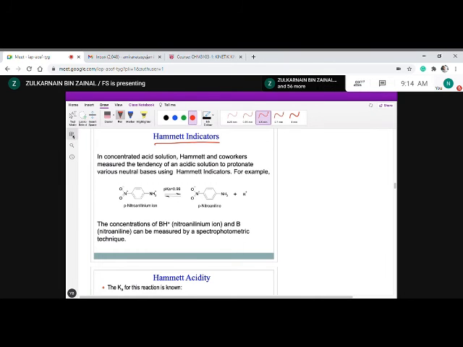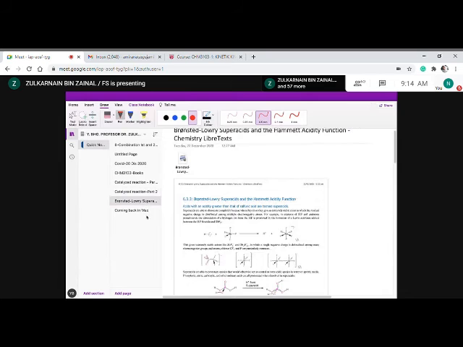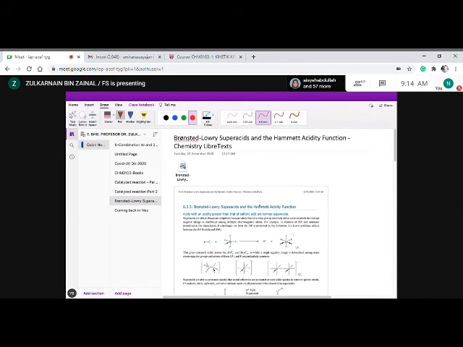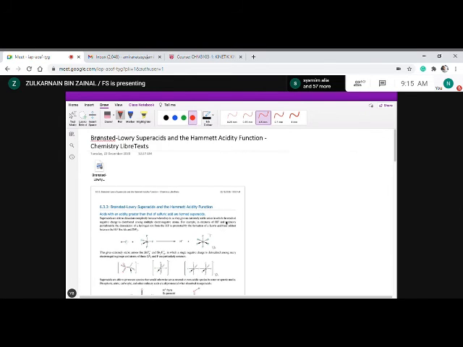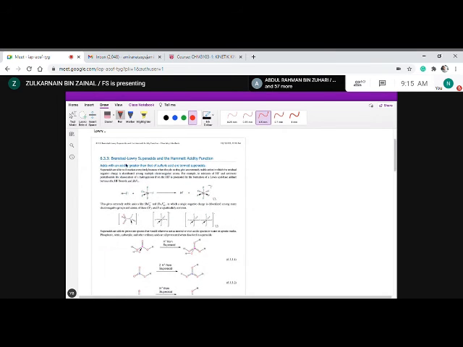If you want to read further on Hammett indicators, you can go to the internet and search for this part on Bronsted-Lowry superacid and Hammett indicators. This is quite simply written and easy to understand. For example, here you can see Bronsted-Lowry superacid and Hammett acidity function. So they call this a superacid.